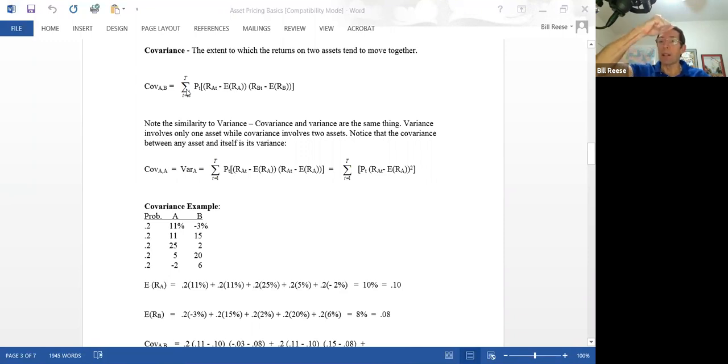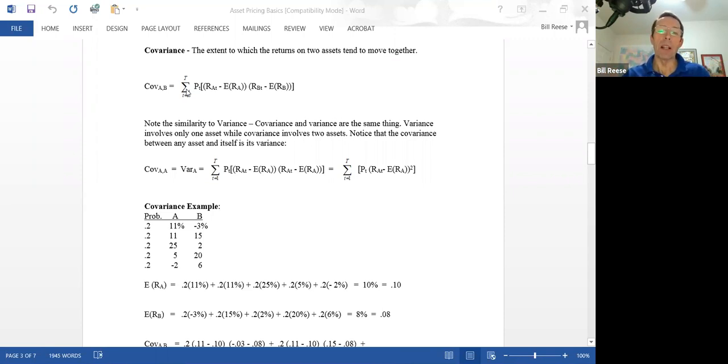Variance was looking at one asset. Does it move up and down a little bit, or does it move up and down a lot? Covariance looks at two assets. Are the two assets moving up and down together? That's a positive covariance. Or are they moving up and down opposite each other? That's a negative covariance. And because these assets don't always move exactly together or exactly opposite each other, the number is going to tell us, do they tend to move up and down together or tend to move up and down opposite each other, and how much?